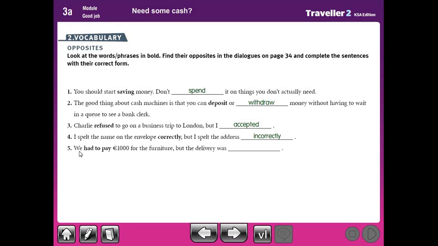5. We had to pay 1,000 euro for the furniture, but the delivery was what? Had to pay: give someone money that is due for work done, goods received. The opposite of had to pay is yes, free of charge. Free of charge: without charge, for free, gratis, or given or done for nothing.